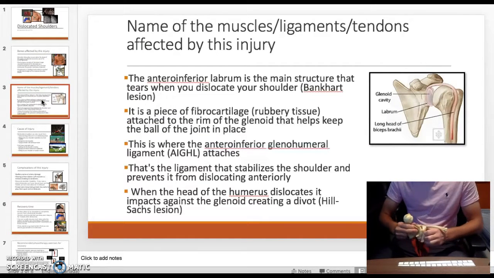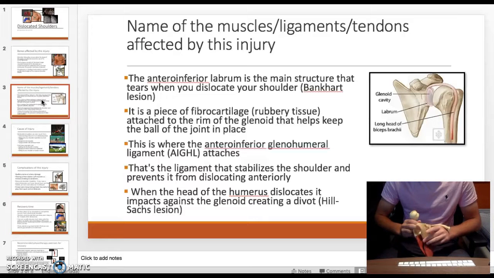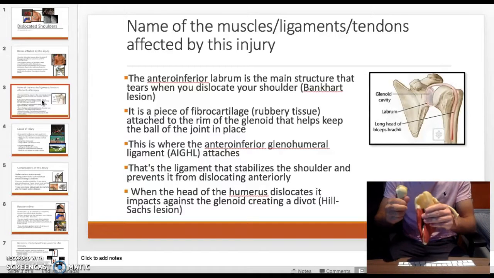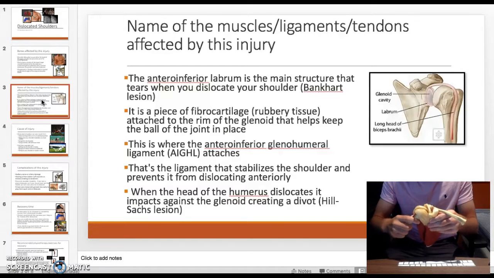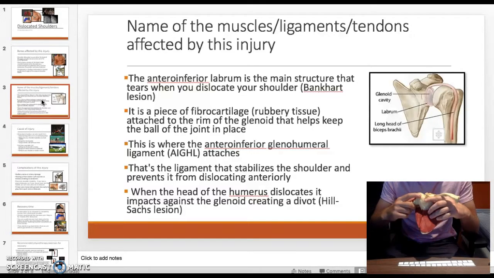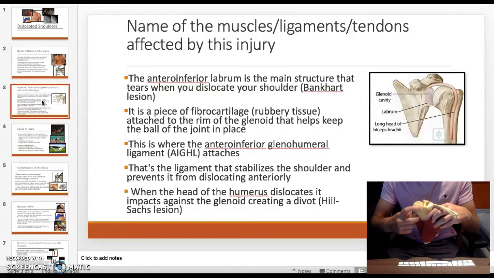So the muscles, ligaments, and tendons affected by this injury. The main structure that is affected is the labrum, which tears when you dislocate your shoulder, which is called the Bankart lesion. As you can see, when you tear it, the labrum on the side rips, and then you have a Bankart lesion.